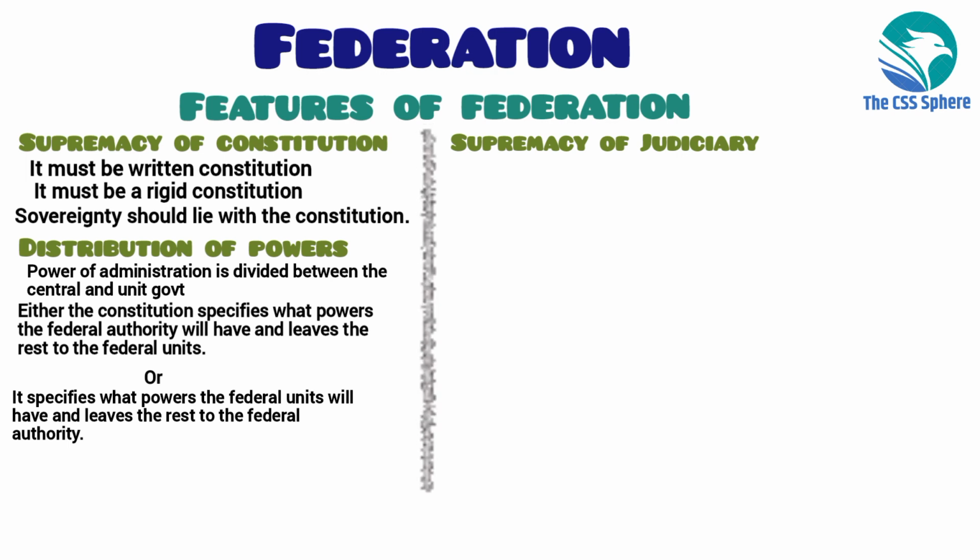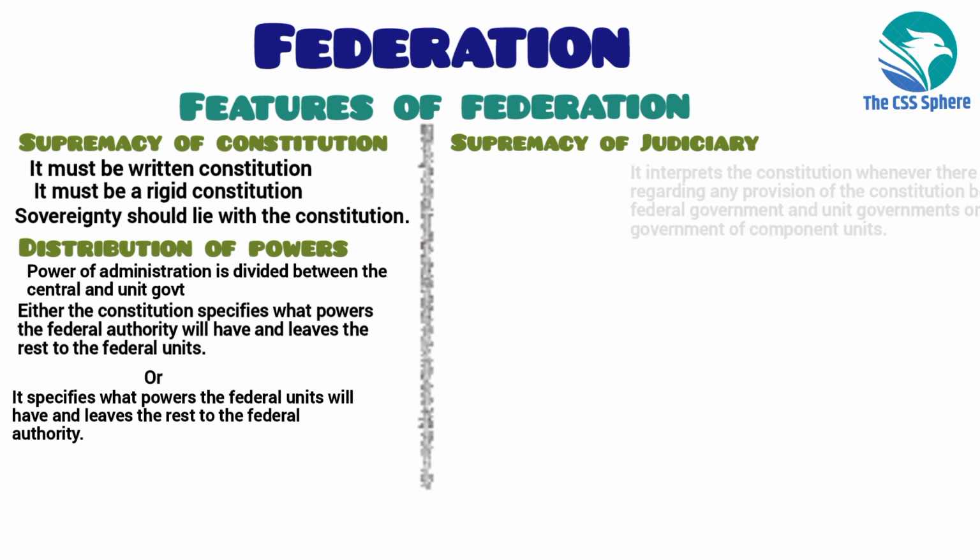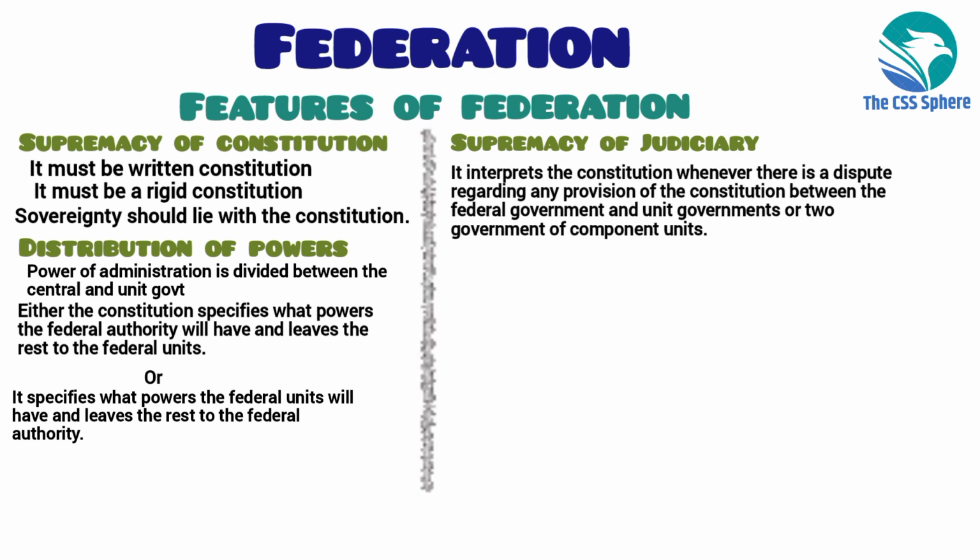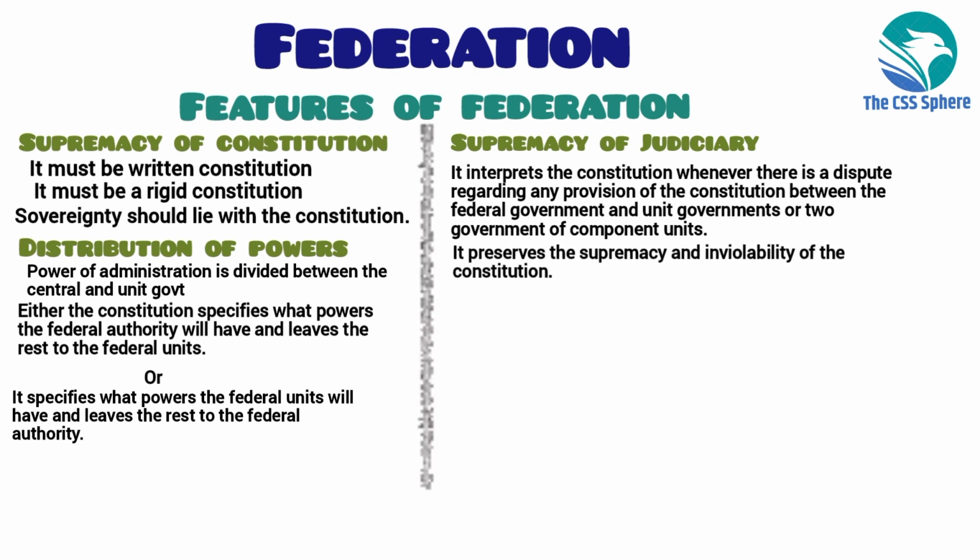Supremacy of judiciary. The federal judiciary is entrusted with the duty of protecting and interpreting the Constitution. In this respect, the Supreme or Federal Court performs two kinds of functions. Firstly, it interprets the Constitution whenever there is a dispute regarding any provision of the Constitution between the federal government and one or more government units, or between two governments or component units. Secondly, it preserves the supremacy and inviolability of the Constitution.